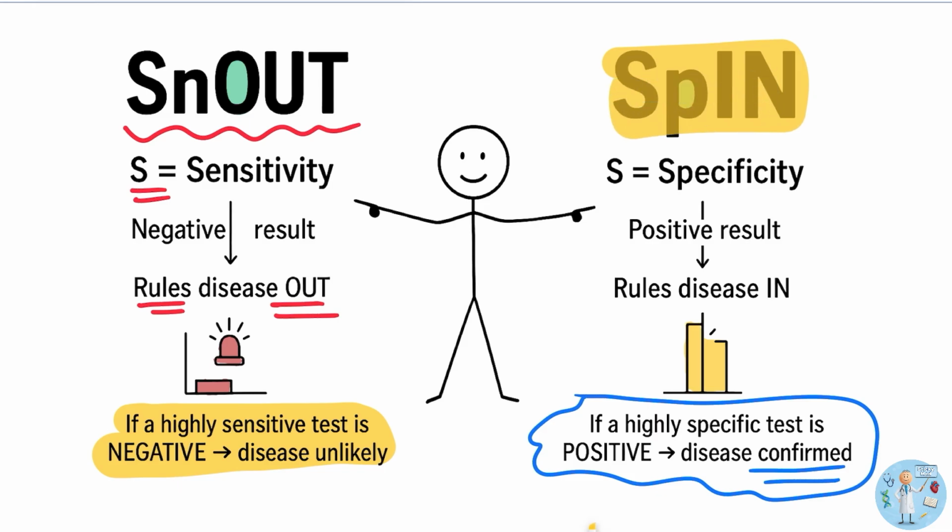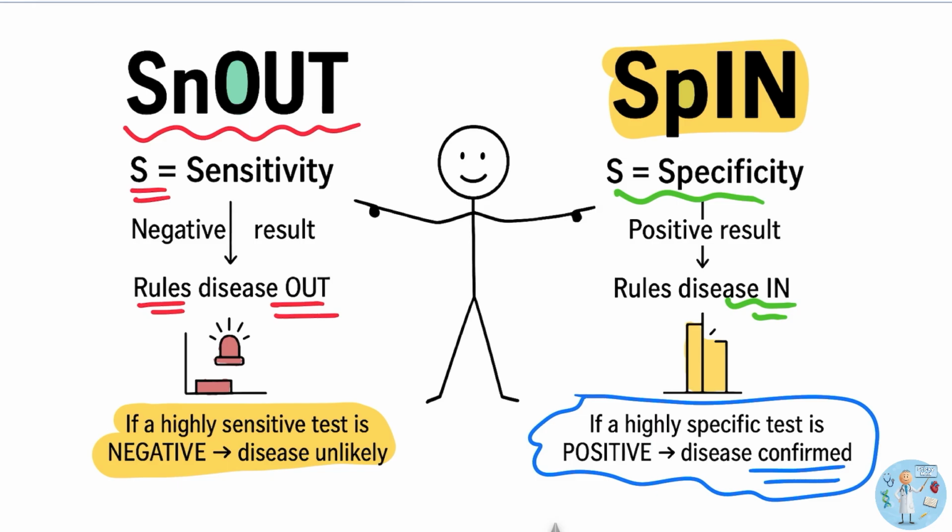Specificity rules IN. And the logic here seems more straightforward. I think so. A highly specific test is very hard to fool. It has a very high bar for a positive result. It rarely gives false alarms. So if that test comes back positive, you can believe it. You can be nearly certain the diagnosis is real. It confidently rules the disease IN. So we have SnOUT for screening to rule things out and SPIN for confirmation to rule things in.